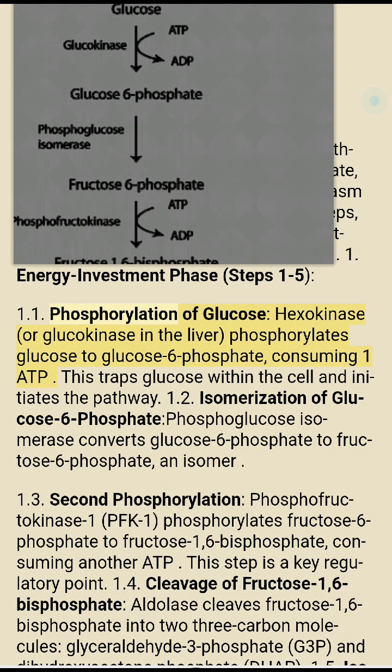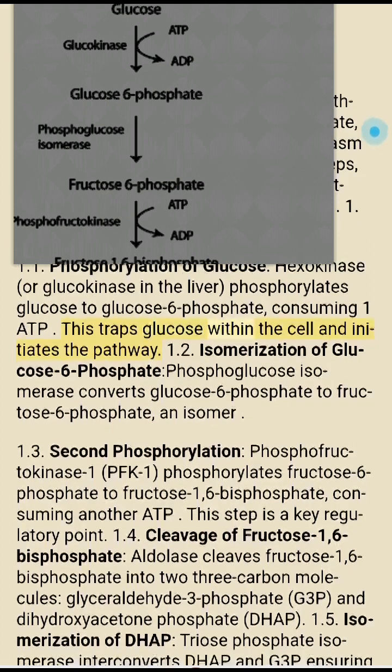1.1. Phosphorylation of glucose. Hexokinase, or glucokinase in the liver, phosphorylates glucose to glucose 6-phosphate, consuming 1 ATP. This traps glucose within the cell and initiates the pathway. 1.2. Isomerization of glucose 6-phosphate. Phosphoglucose isomerase converts glucose 6-phosphate to fructose 6-phosphate, an isomer.